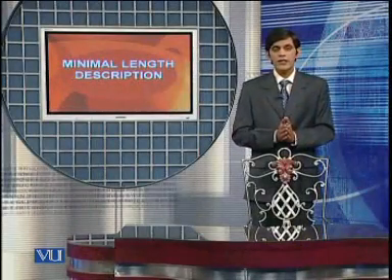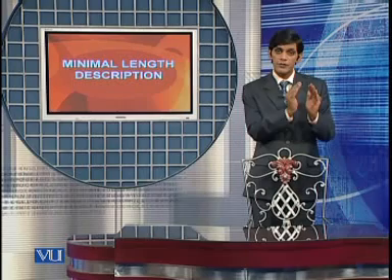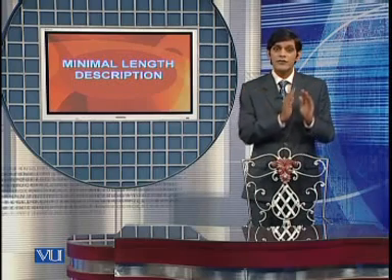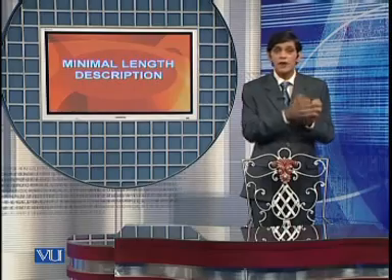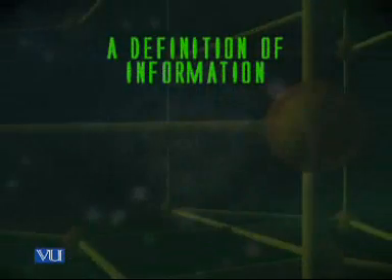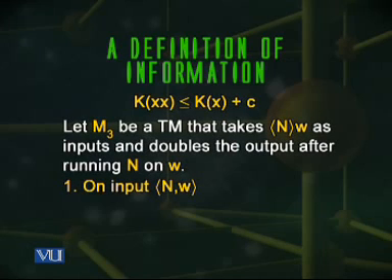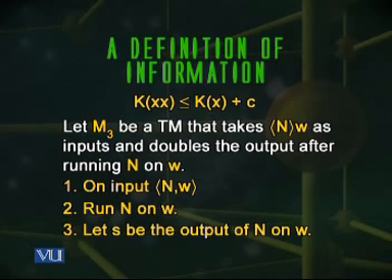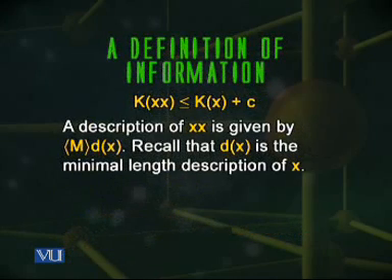So, our Turing machine M expects a Turing machine followed by a string, then it simulates the Turing machine that it gets on that string, N produces some output, and it doubles that output. So the formal description of the Turing machine M is: on input N followed by W, run N on W, and let S be the output of N on W. Now print SS on the output tape. The description of XX is now given by M followed by the description of X.